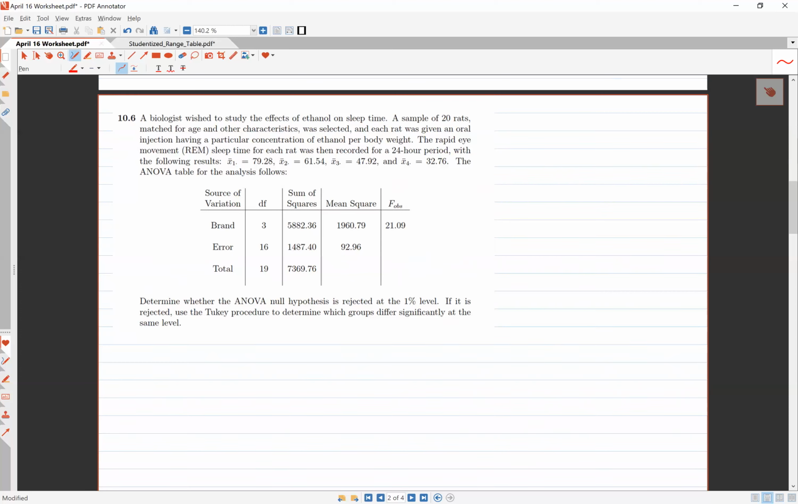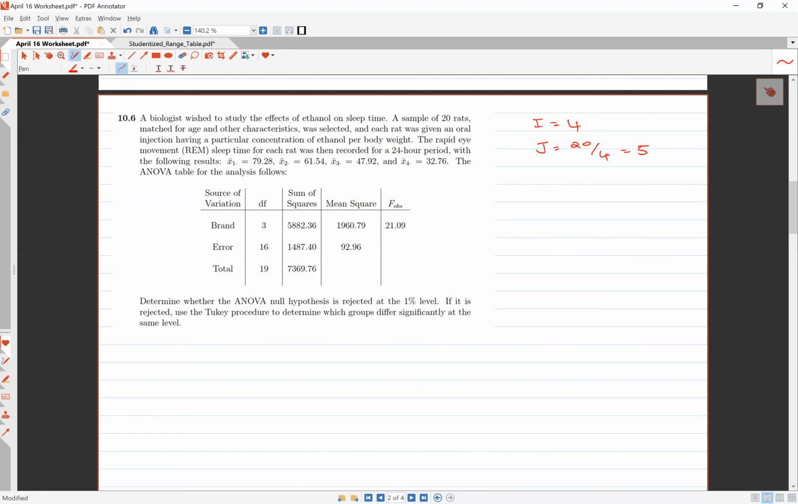Here we have data collected by a biologist who wants to see how ethanol affects sleep time. And so 20 rats were given oral injections of ethanol per body weight, and then their REM sleep was measured for a 24-hour period. So in this case, we have 4 different ethanol treatments that get applied, and we had 20 rats equally divided between the groups. So J will be 5 rats per group.